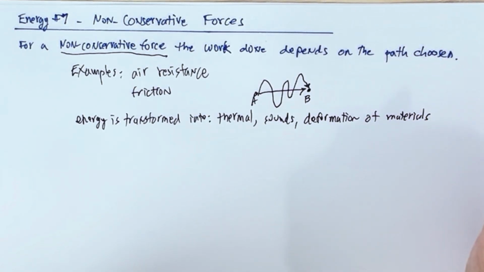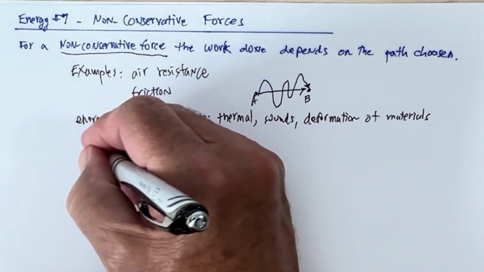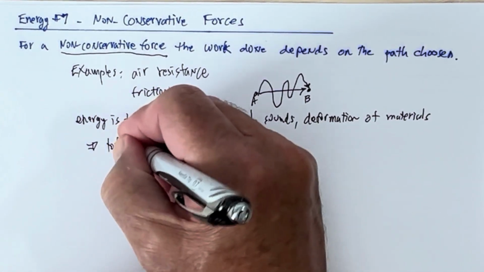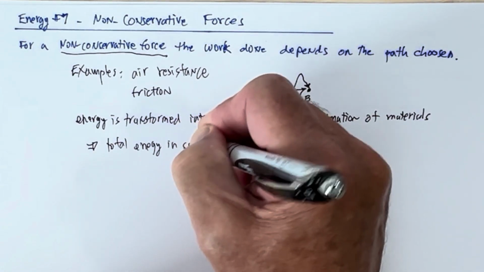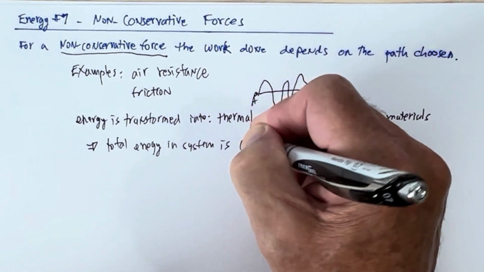That'd be like the tires are squeezed and expand, so you're putting energy into the elastic properties of the tires and bending of the metal slightly as you go over bumps. So this is an example of a non-conservative force. So what we can say is the total energy in the system is conserved.